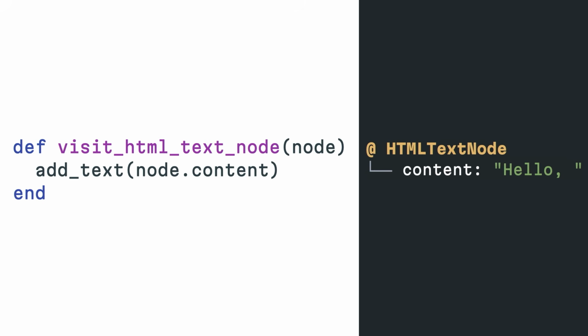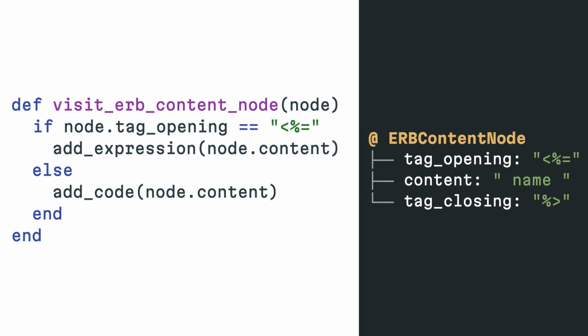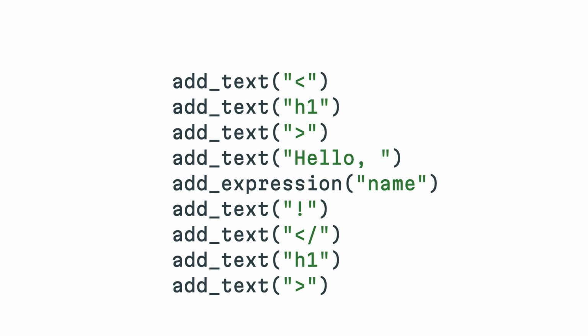For the text nodes, it's just text content, so we can just call add text for that too. And for the ERB tags, we can check if the tag opening is an output tag, and if it is, call add expression, otherwise call add code. And if you compact this back out of this visitor, that's what it's going to call in sequence.